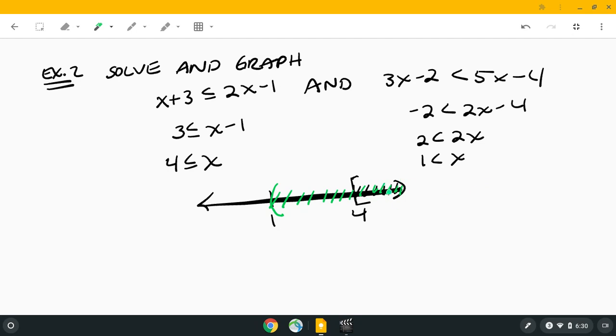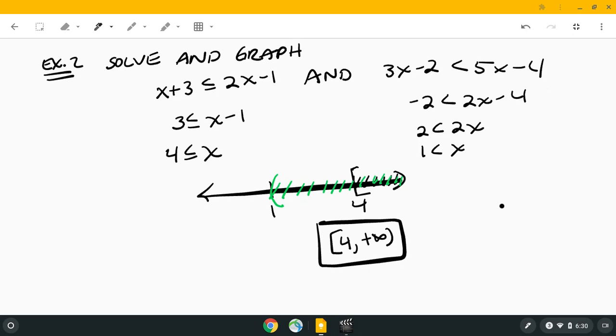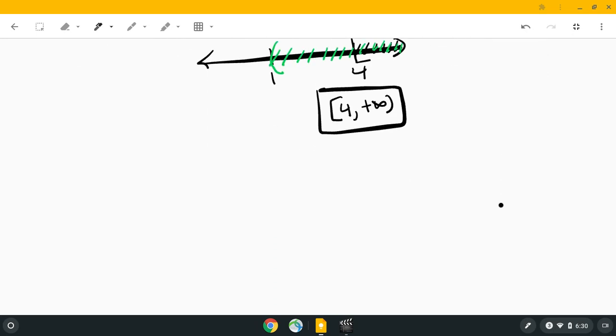They're overlapping right here. Okay, so when you write your solution, the solution again is where they're overlapping for and. Okay, so our solution is bounded at 4, unbounded on the right. Okay, that's where they have common solutions. All right, let's take a look at another one.